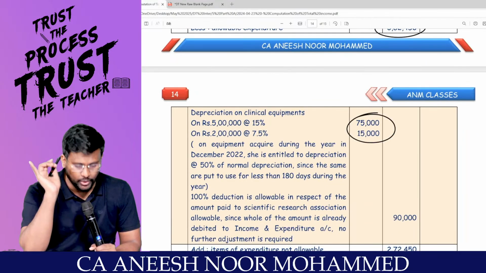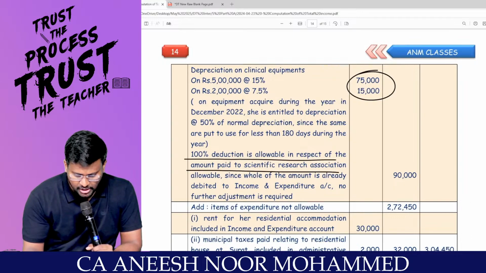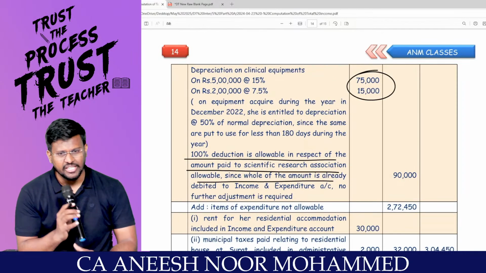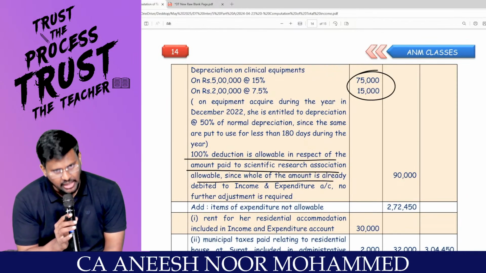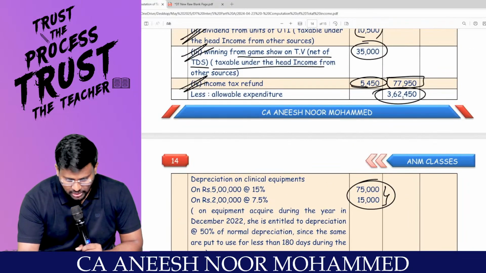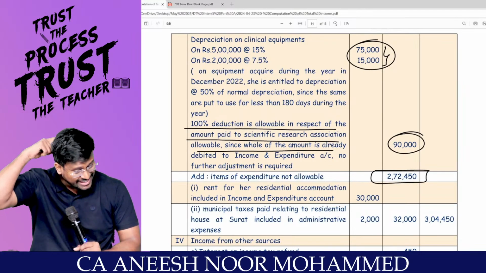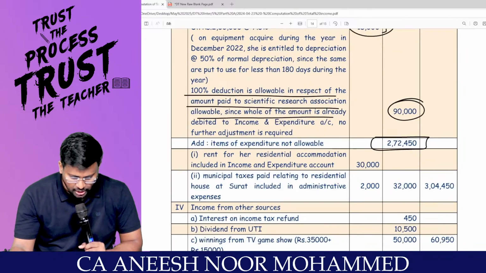Depreciation, we already calculated 90,000. Comfortable? Sir, 100% deduction is allowable in respect of sum paid to scientific research, right? But because she is going to travel through the optional tax regime, sir, 75 plus 15 comes to 90,000. So 3,62,450 minus 90,000, 2,72,450 is the subtotal till now, right?